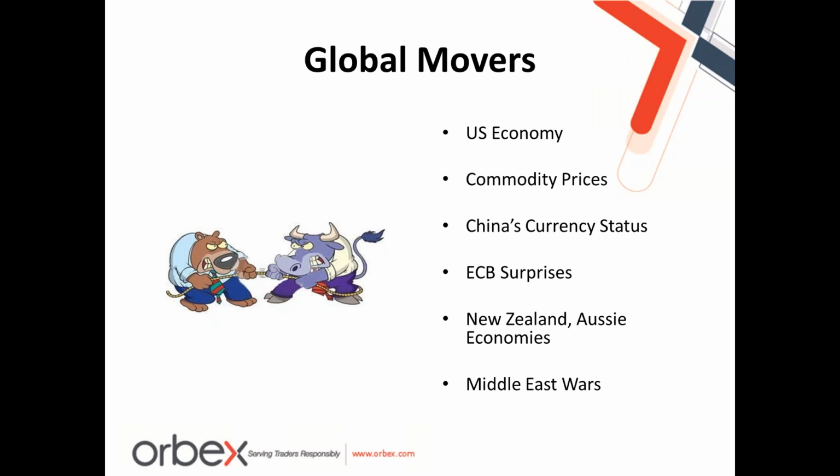We have commodity prices also influencing the markets. China's currency status: even though we can't trade the Chinese yuan on Orbex or any other forex platform, the Chinese currency status has been influencing the currency markets. We're going to cover how it is influencing the currency market. We're going to talk about the euro, the Eurozone, and the ECB surprises that have been shaking the euro up a little bit in the past week.